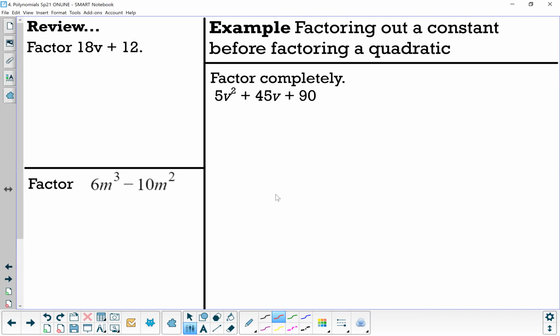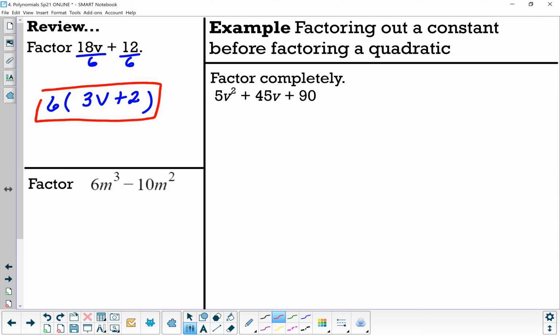So let's just review. We have 18v plus 12. This has a GCF of 6. So if I divide my polynomial by 6, my second factor, I get 3v plus 2. Now, once I factor out my GCF, I can look further to see, okay, can I factor further? In this case, that's completely factored.